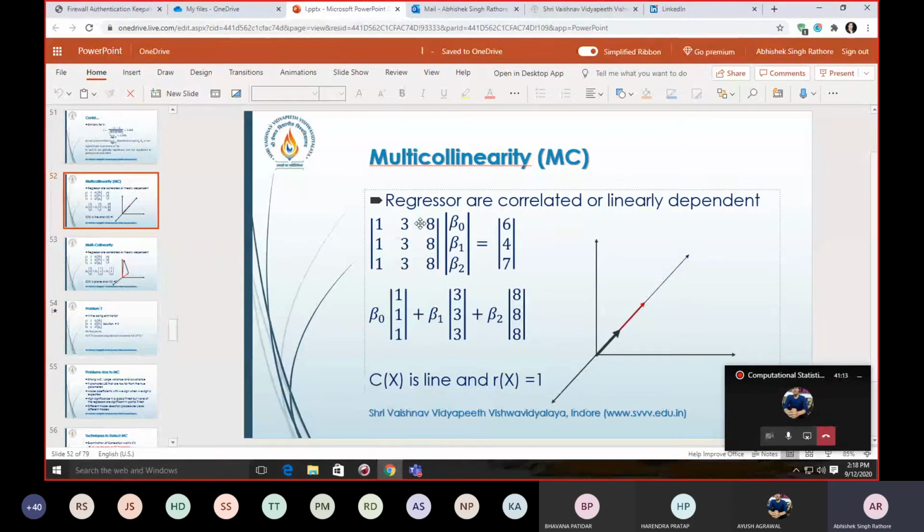So these are independent of each other. When we are trying to solve this equation, we get beta naught plus 3 beta 1 plus 8 beta 2 is equal to 6. Again, I have a similar equation, but with different responses. So we have three unknown variables and a single equation available.